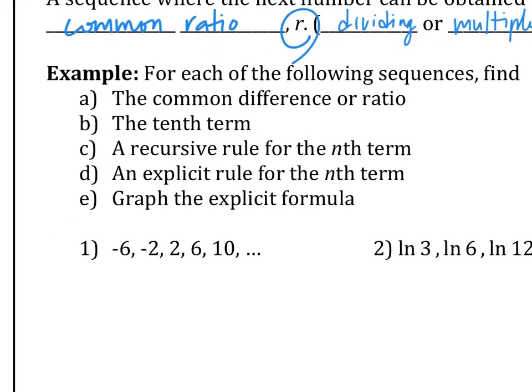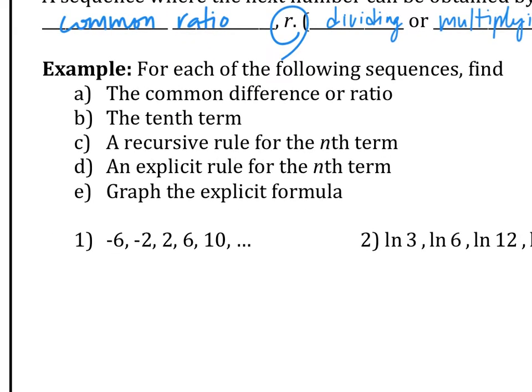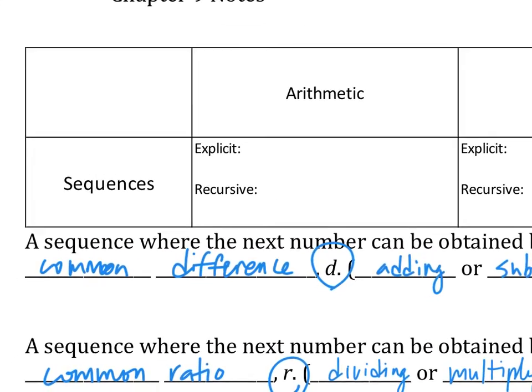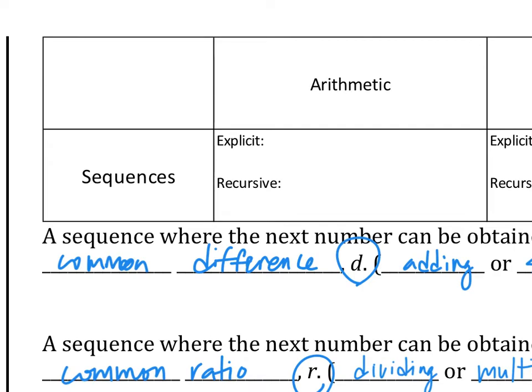All right, so let's look at these problems. For each of the following sequences, find A, the common difference or ratio; B, the 10th term; C, a recursive rule for the nth term; D, an explicit rule for the nth term; and E, graph the explicit formula. All right, so let me give you the formula first. Arithmetic sequence, explicit formula. The reason it's called an explicit formula is that you only need the term number to figure out what the actual number is.